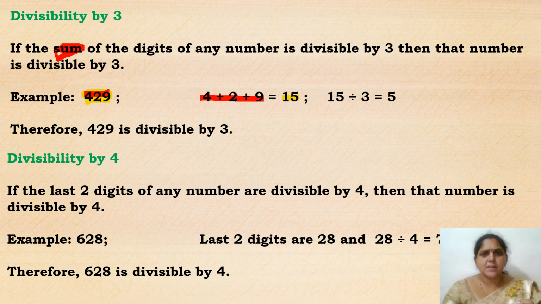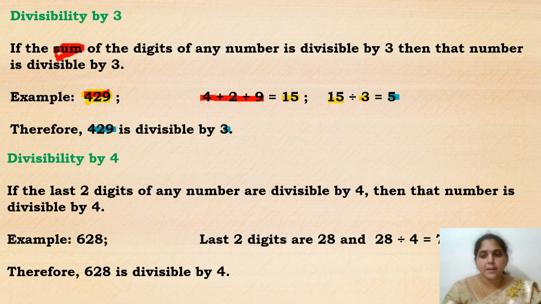Is 15 in the 3 table? Can you find 15 in the 3 table? Yes. How? Read the 3 table. 3 ones are 3, 3 twos are 6, 3 threes are 9, 3 fours are 12, 3 fives are 15. So 15 can be divided in the 3 table 5 times. So the number 429 is divisible by 3.